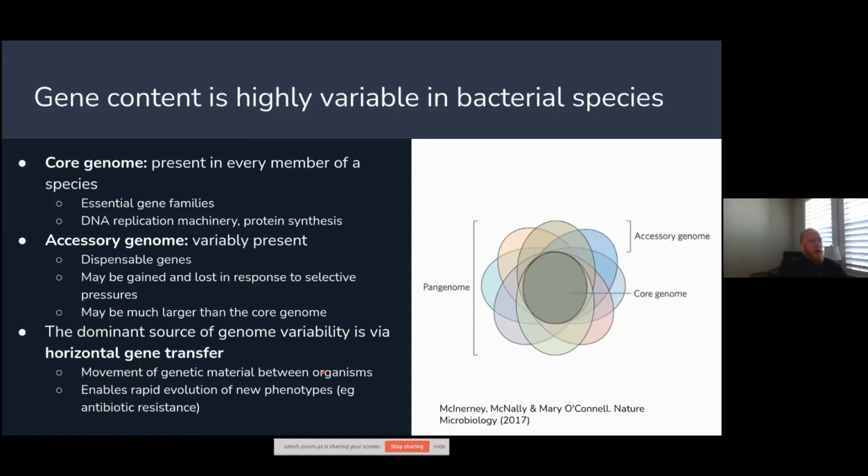And the dominant source of how genes are gained into the accessory genome is called horizontal gene transfer. And this involves direct movement of genetic material between two cells. And so this phenomenon enables really rapid phenotypic evolution because organisms don't need to evolve these functions on their own. They can just inherit them from a donor into a recipient and then start expressing those genes and gaining the phenotype. And a very clinically important example of this is antibiotic resistance, where genes that metabolize antibiotics can be really rapidly spread within microbial communities.